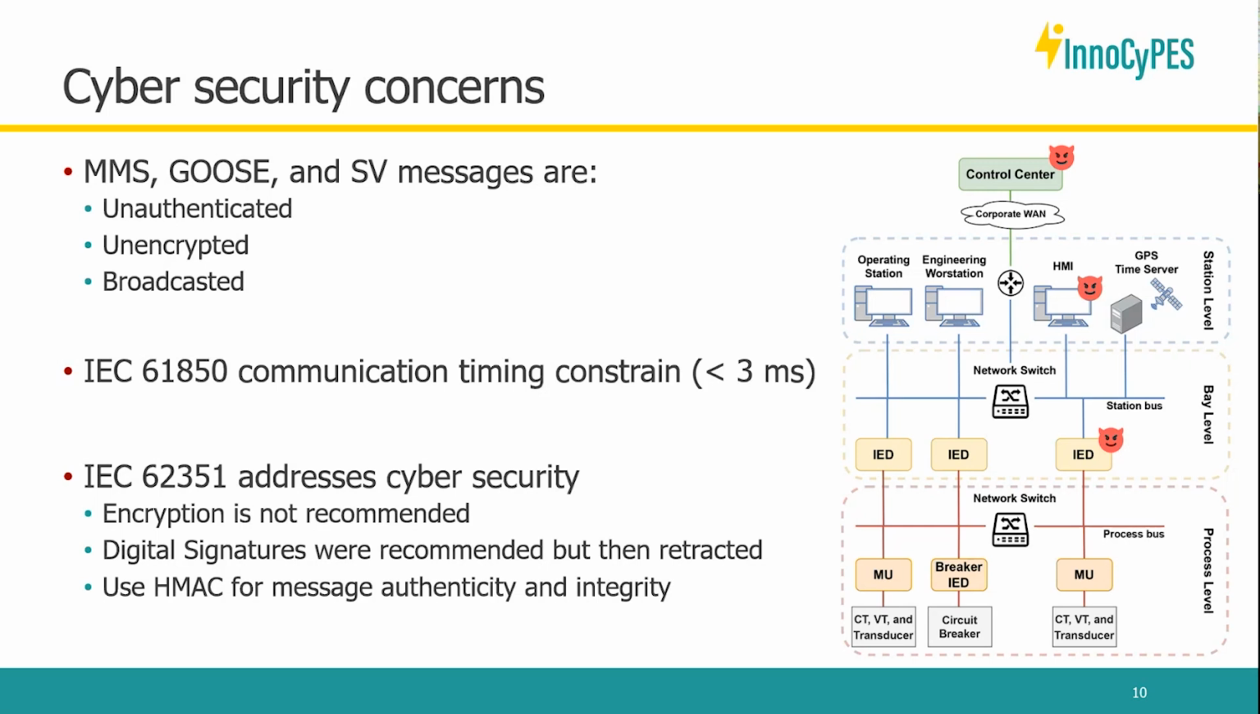And even though in the IEC 62351 standard, at the beginning, encryption and digital signatures were recommended, they then realized that if they were actually implemented in these substations, we wouldn't be able to meet the 3 millisecond timing constraint. So right now, the recommendation is to use hash-based message authentication codes for message authentication and integrity.